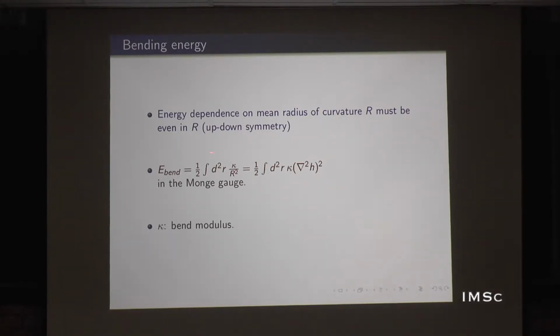So, this is the expression of the bending energy to the lowest order in fluctuations. It is basically the curvature square. The associated elastic modulus is the bending modulus.